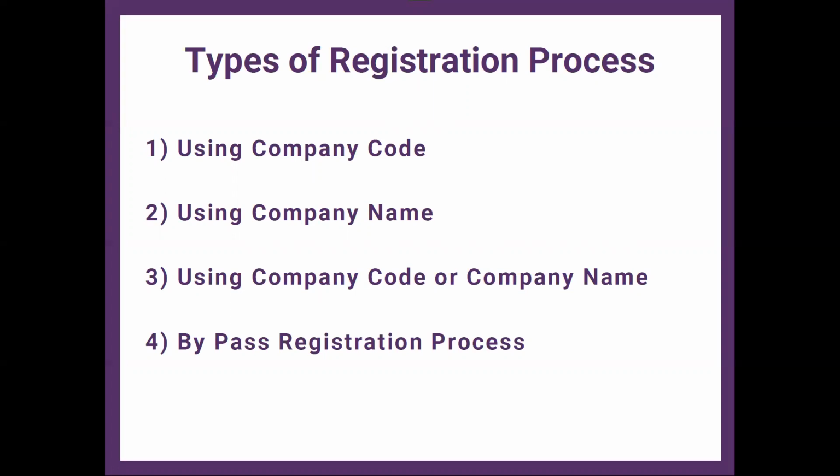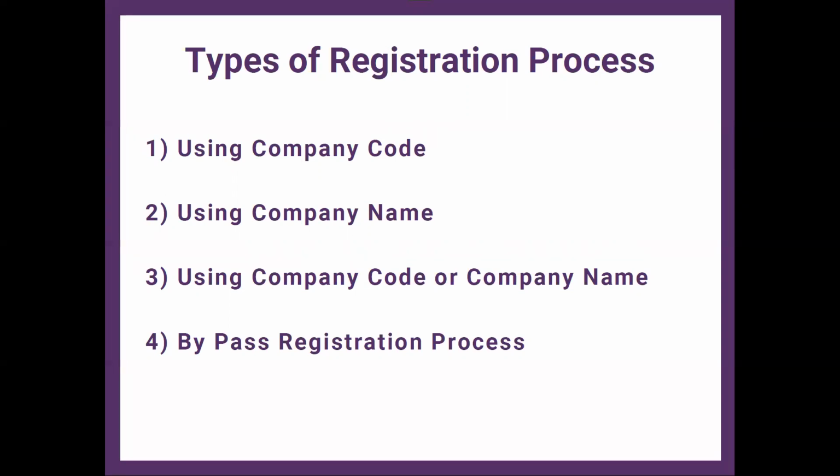So the company code that the users use at the time of registration determines which company they are associated with, and which company the responses they submit would be associated with. So this is the way we use the company code, or this is one type of registration process.